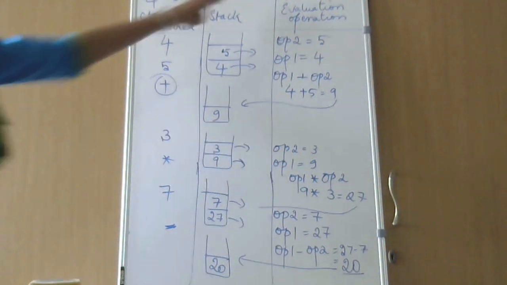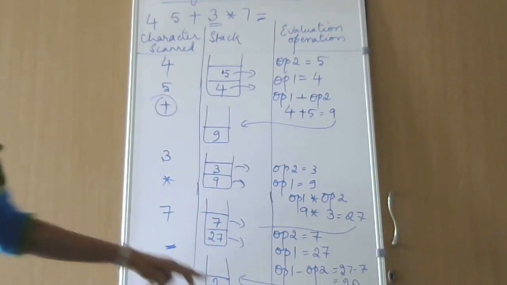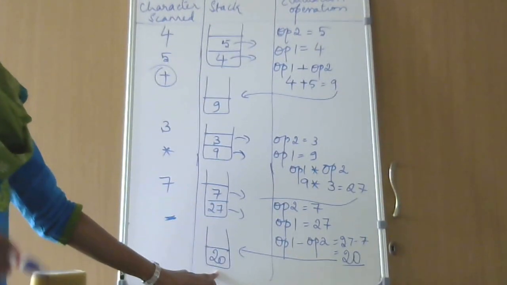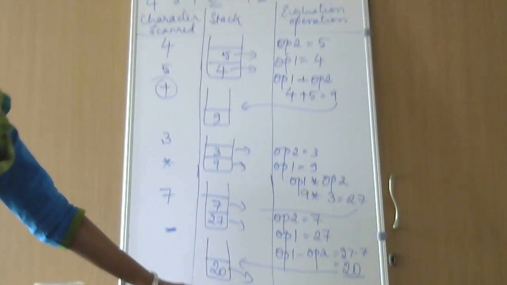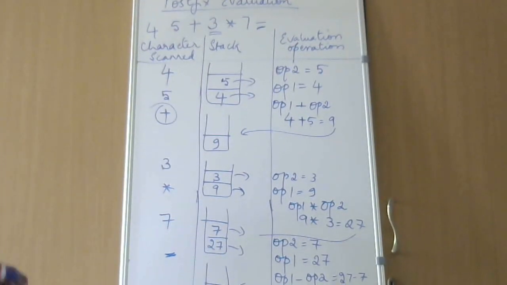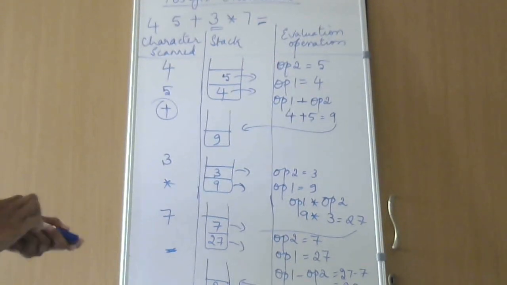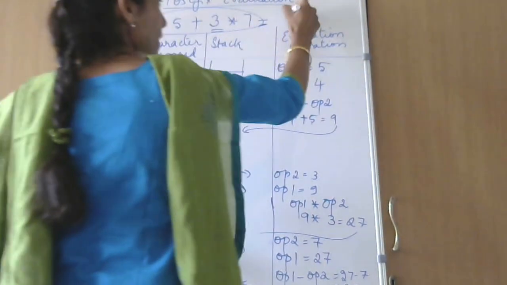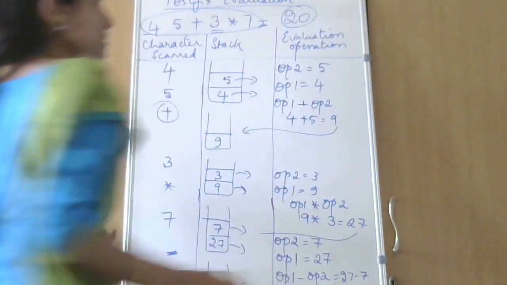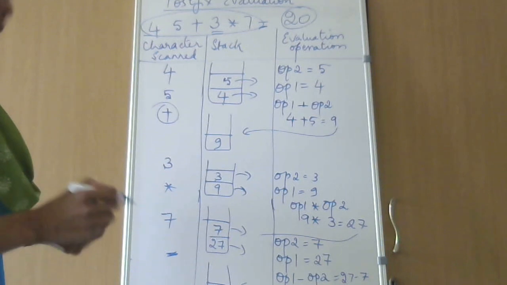Now, we don't have any more characters. We are done with all the characters. So the stack value is nothing but the final result. That gets finally popped out and we display the result. So this is how we evaluate a postfix expression. The final answer for this expression evaluation is going to be 20. Okay, this is how we evaluate a postfix expression.